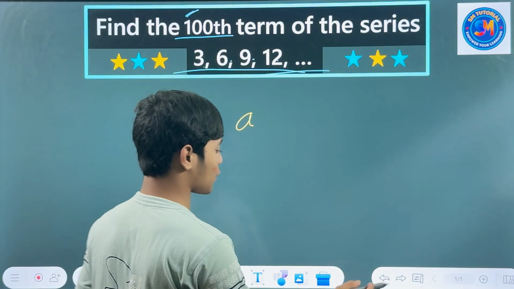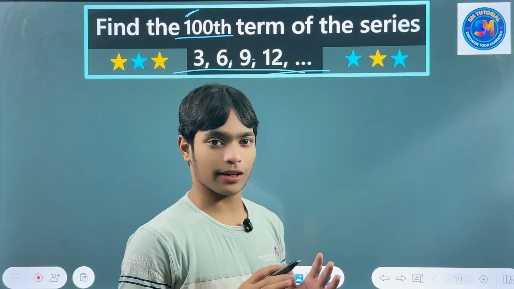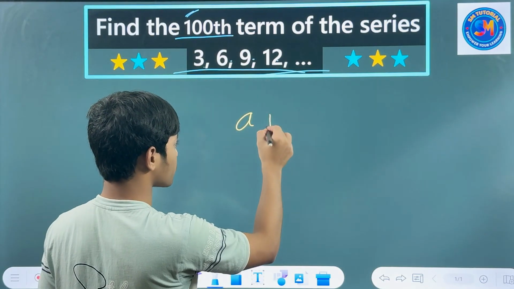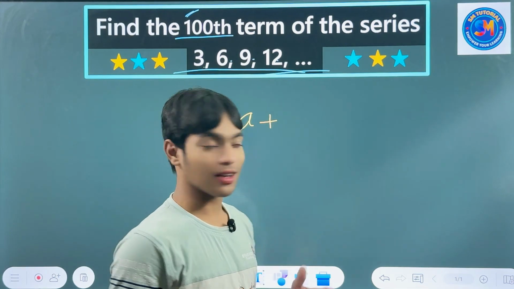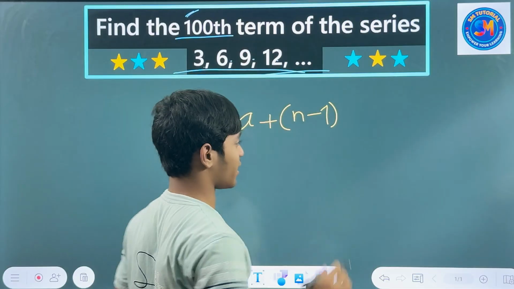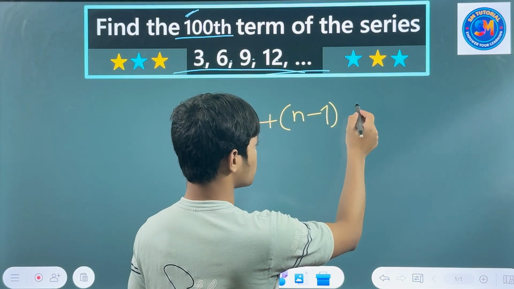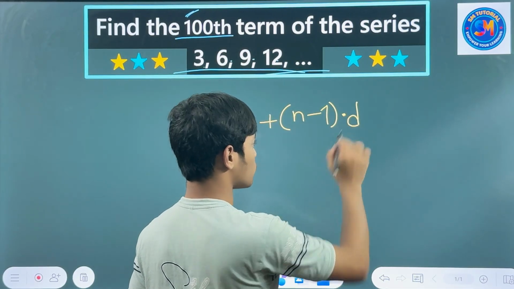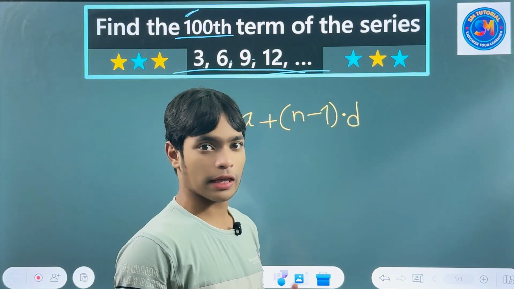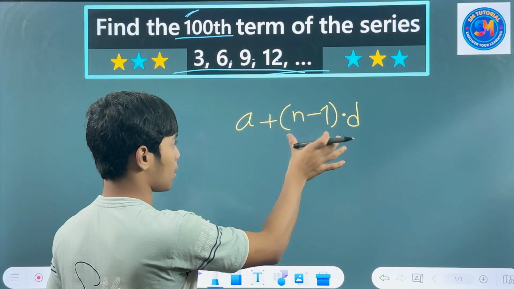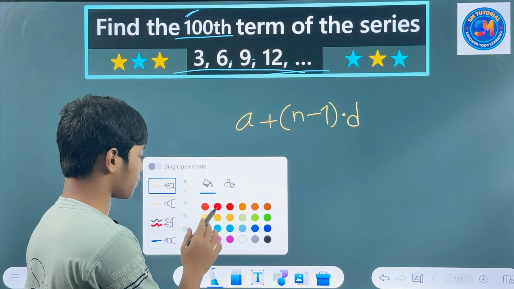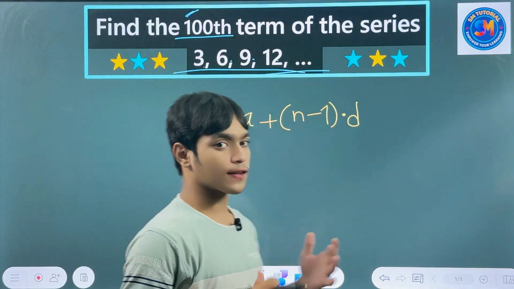If you know the formula, very good, and if you don't know, you can see that it is a plus n minus 1 into d. You can also write a dot for multiplication. Anyway, this is expressed as a plus (n minus 1) multiplied by d. Okay, this is our formula. Then we will go to solving the math.